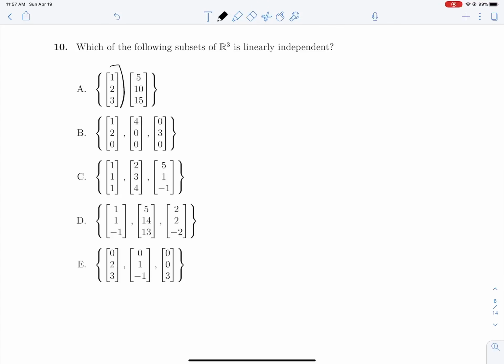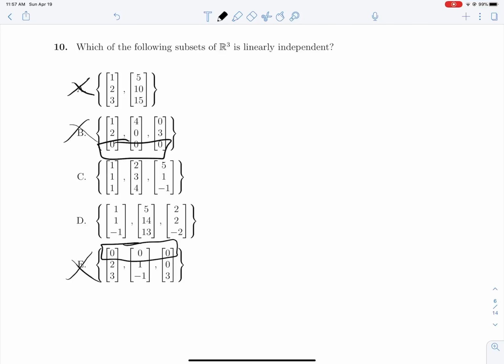If we multiply this vector in A by 5, we get exactly that second vector in the set. So they lie on each other's span, and A cannot be a linearly independent set. Additionally, for E and B, we see a row of zeros, and really what that tells you is that the rest of these vectors are trying to fit 3 linearly independent vectors into 2 degrees of freedom, which we can't do.